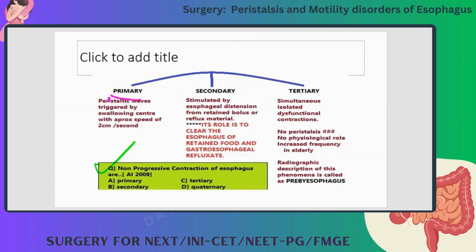See here, this is self-explanatory. Primary contractions are the peristaltic waves triggered by the swallowing center. Secondary are also peristaltic waves. Their role is to clear the esophagus of retained food. Any retained food is passed off. And tertiary, there is no peristalsis, no physiology. This is pathology.